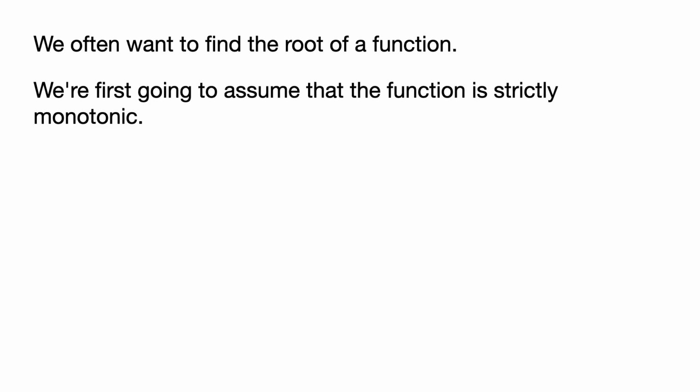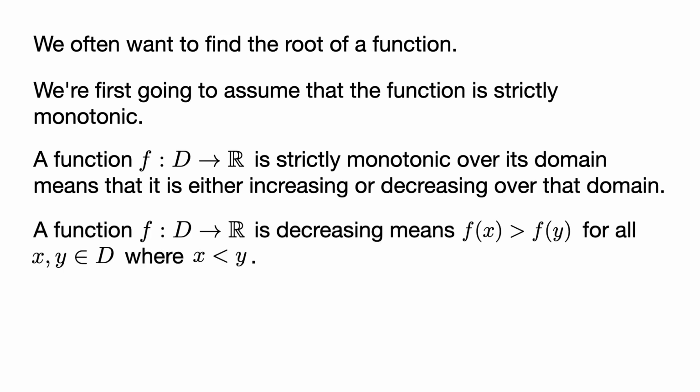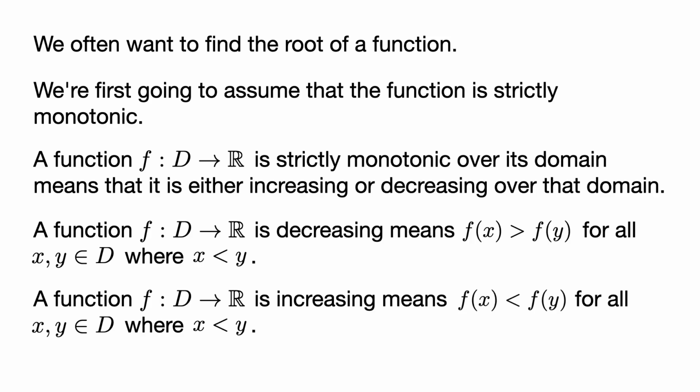We're first going to assume that the function is strictly monotonic. What does that mean? A function is strictly monotonic over its domain means that it is either increasing or decreasing over that domain. A function f is decreasing means that f of x is greater than f of y for all x and y in the domain where x is less than y. And a function f is increasing means that f of x is less than f of y for all x and y in the domain where x is less than y. If a function is either increasing or decreasing, then it is strictly monotonic.